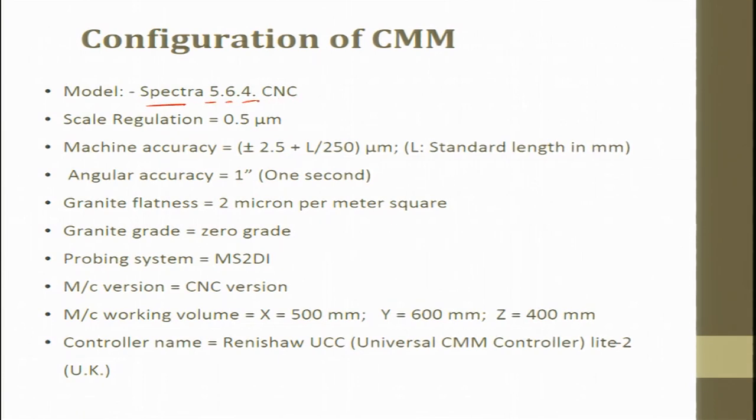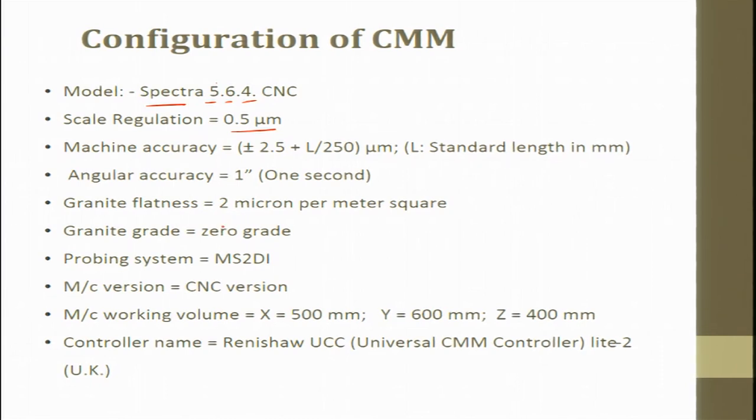What is 564? 5 is 500, 6 is 600 and 4 is 400, the work area or workspace available in the 3 axes: 500 mm, 600 mm and 400 mm. Scale resolution is 0.5 micrometer. Machine accuracy is plus minus 2.5 plus L by 250 micrometer, where L is the standard length in mm. Angular accuracy is 1 second of the angle.